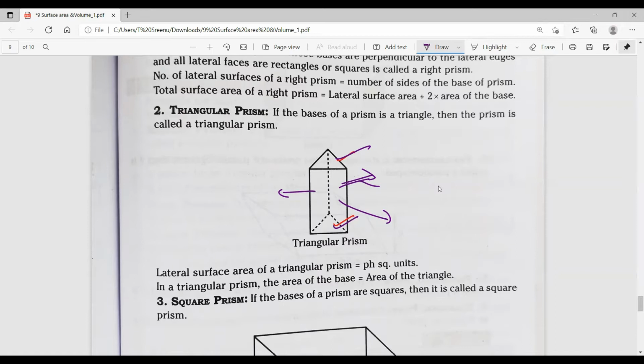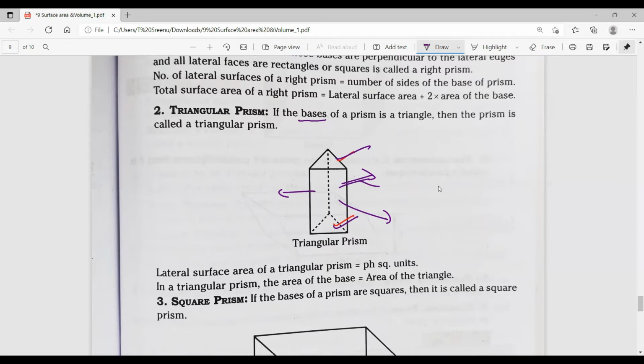See the word bases, not base. Why am I stressing here? In a pyramid we will write base. Here bases will come; in a pyramid, base will come. That is the main difference. Here two bases will be there, there only one base. And a pyramid comes like this. This is called a pyramid. Only one base is here. This is like a square, and the lateral faces are triangular. But here, the base can be a square, a triangle or a rectangle, whatever it is.